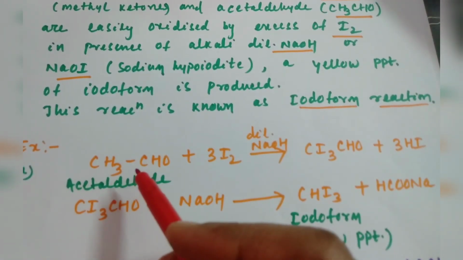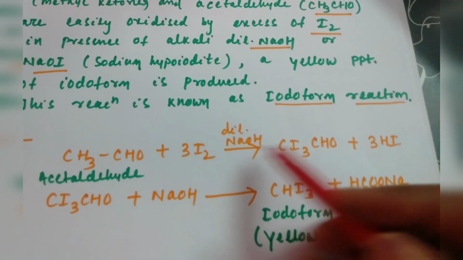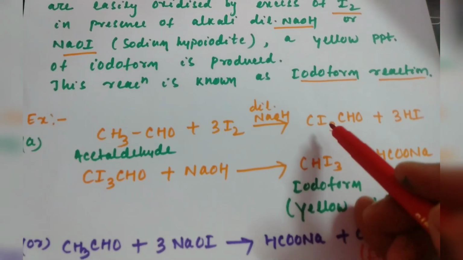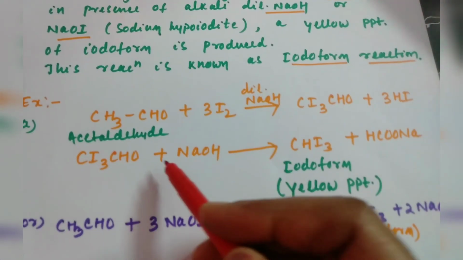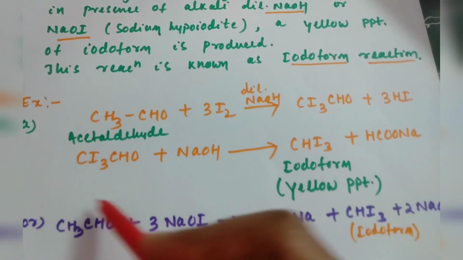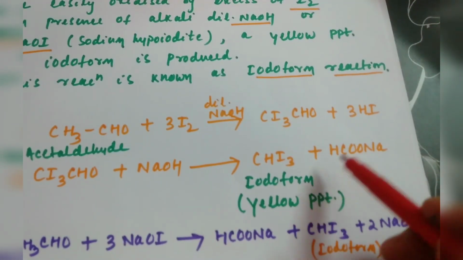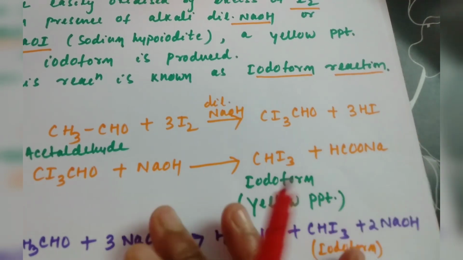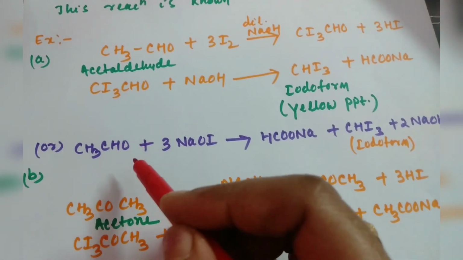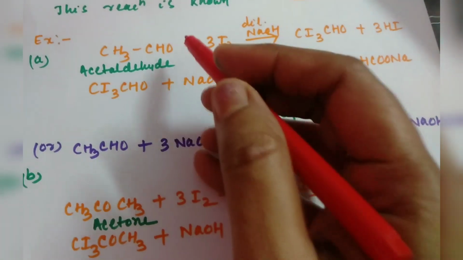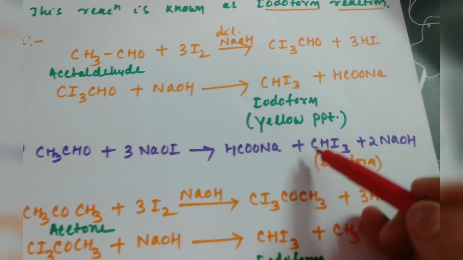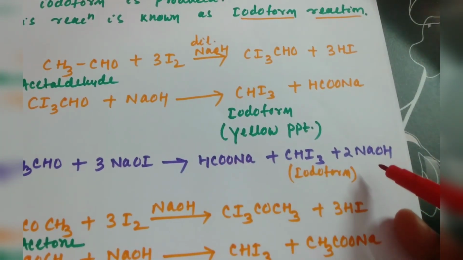So when this acetaldehyde is treated with iodine, first of all it forms triiodoacetaldehyde along with hydrogen iodide. Next step, the triiodoacetaldehyde when treated with alkali NaOH forms CHI3, that is iodoform, and the corresponding salt of the acid, that is sodium formate. Okay. Similarly, we can also write the reaction directly instead of these two steps. When I write acetaldehyde with sodium hypoiodite, it forms iodoform plus sodium formate plus sodium hydroxide.